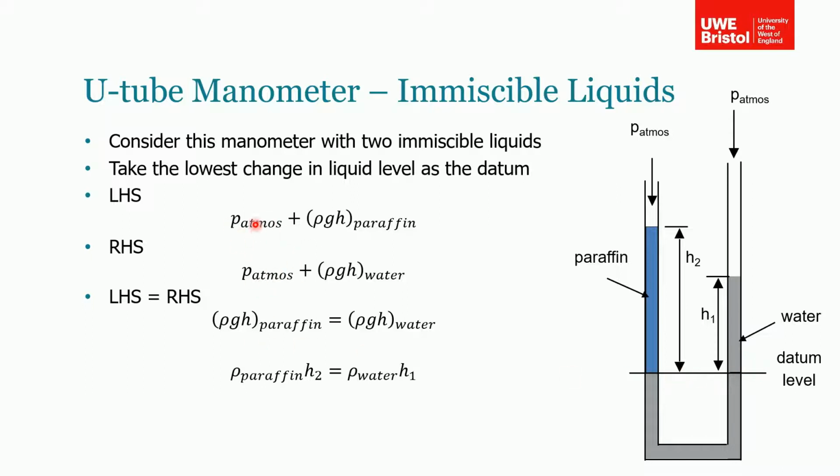Where these are at the datum, we can equate the pressures. In this instance the two atmospheric pressures would cancel, and gravity g would also disappear, so we end up with the density of paraffin times the pressure head, which is equal to the density of water times the head here. You can see that because water is denser than paraffin, it has a smaller pressure head compared to that of paraffin for the same hydrostatic pressure.